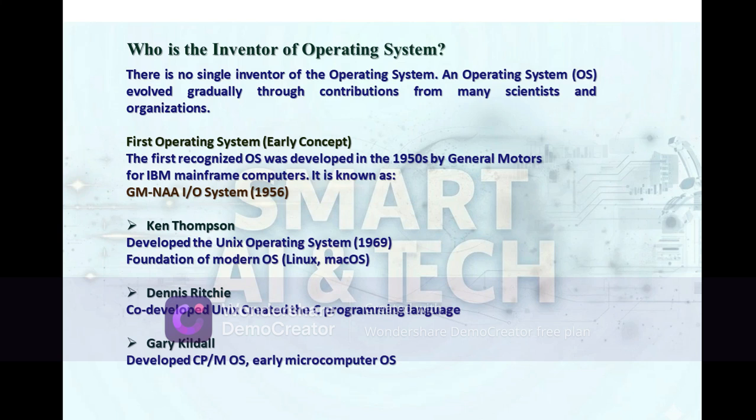Thereafter, Ken Thompson developed the Unix operating system in the year 1969, and after that, Dennis Ritchie and Gary Kildall contributed different things, like the C programming language and CP/M, an OS for early microcomputers. They have invented or contributed.